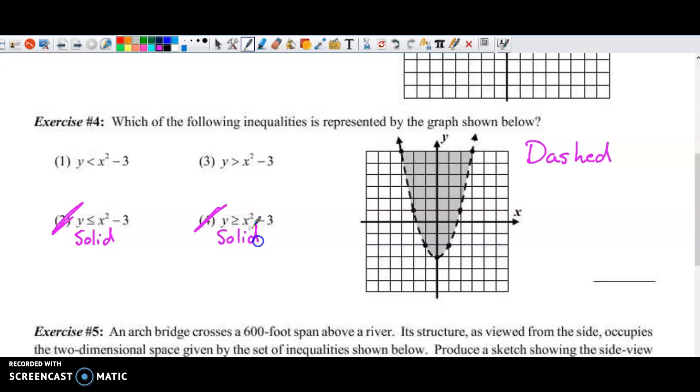And then the next thing I would do is just try 0, 0 and see if it works. So if I plug in 0 for y and 0 for x, is it true that 0 is less than negative 3? And if it's yes, that's your answer. If it's not, it's wrong. It's wrong, because 0 is greater than negative 3. That's all I would do on that one. Just sort of guess and check.